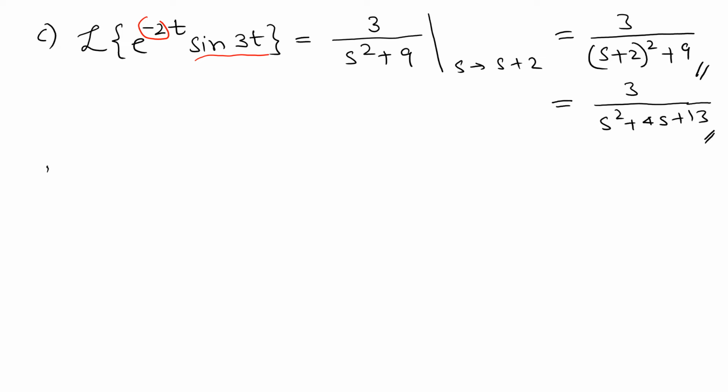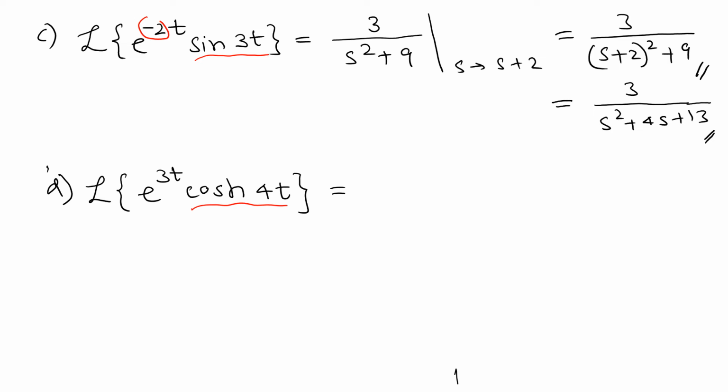So let's say we have e to the 3t cosh 4t. The cosh is a hyperbolic function. Remember, with a hyperbolic function, the only thing that happens is the denominator switches the sign, plus becomes minus, and that's the only difference. In this case omega is 4, so it is s squared minus 4 squared, which is 16, and because it's cosh, s goes to the top.